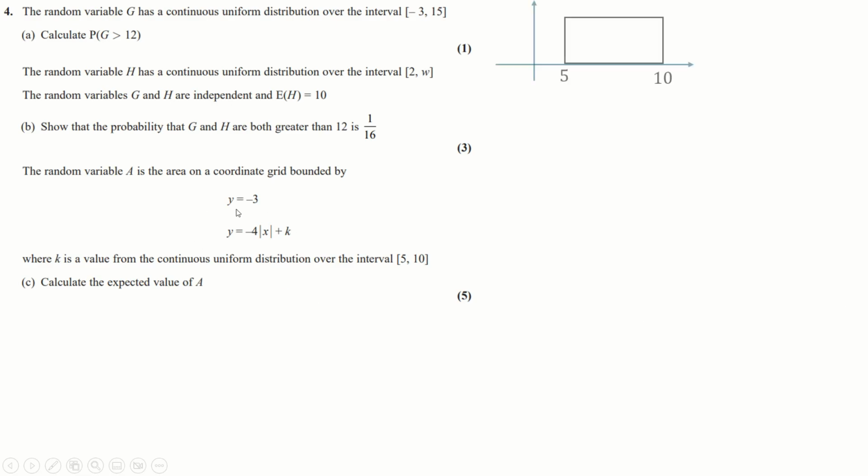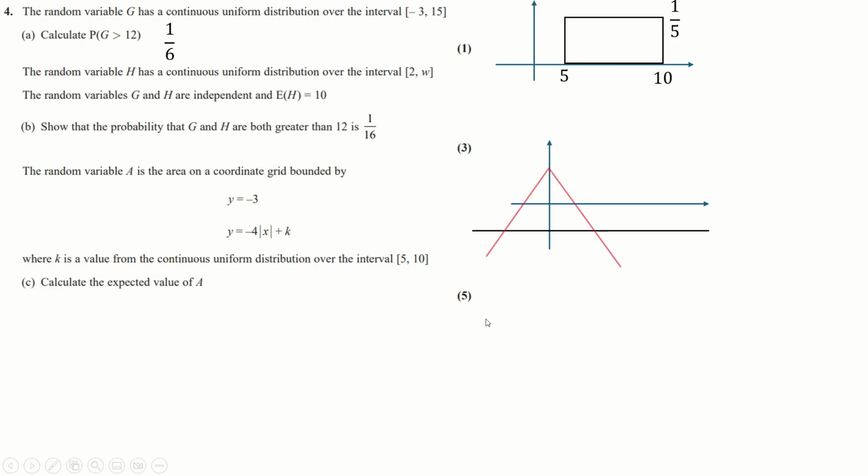Okay, let's draw this. Firstly, K is another rectangle between 5 and 10, so that's height 1/5, because 5 times 1/5 is 1. And, okay, well, let's draw this now. So y equals minus 3, just a horizontal line down here. Now, mod x is just a V shape. Times that by minus 4, and it's a steeper upside-down V shape. Add k, and you're just going to move it up like this. So it's going to look a bit like this, with k being here. K is between 5 and 10, so that's up here somewhere.